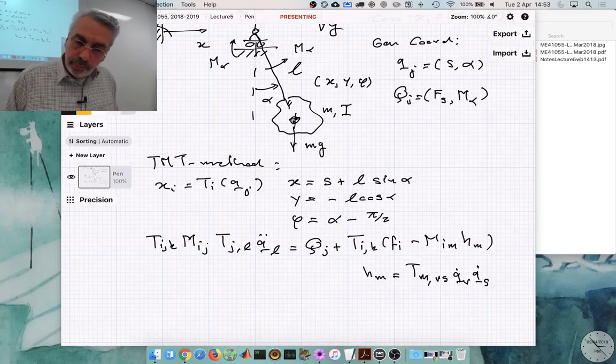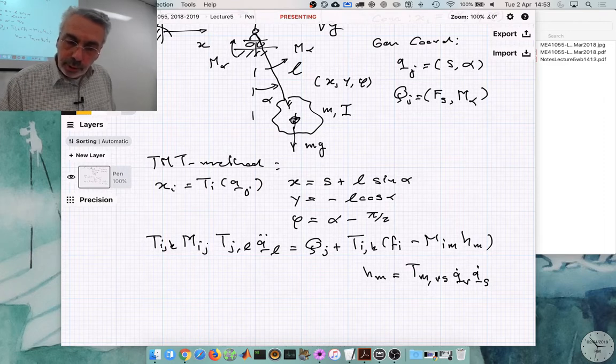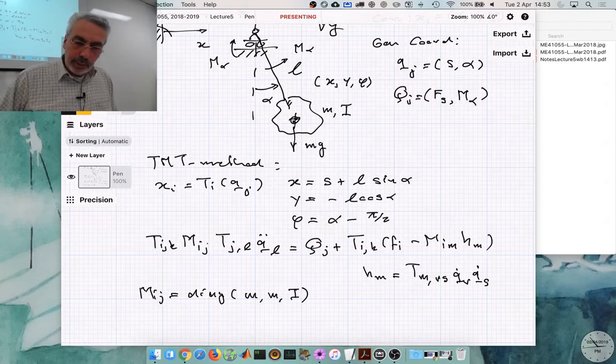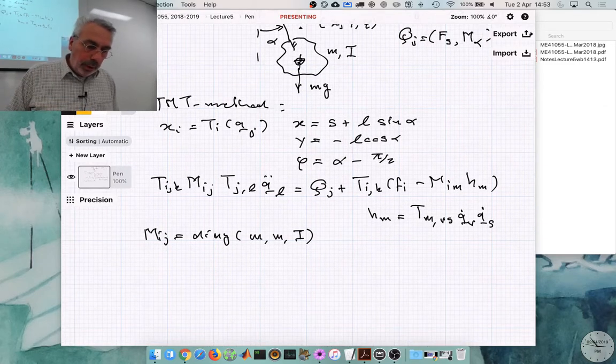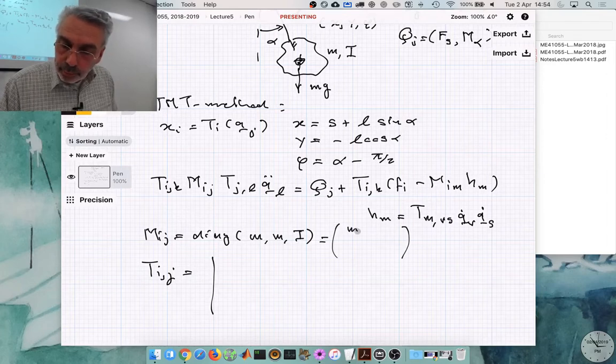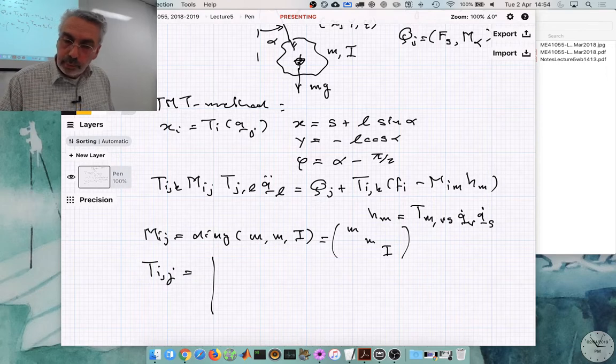Okay. Now we have defined the transformation. So the only thing is we need Jacobians. Oh, we need a mass matrix. Well, in any way, the mass matrix is super simple here. M_ij is just a diagonal m, m, I. So that is super simple. What else do we need? Well, we need this Jacobian, this T_ij. As a matrix we also need it, because we have to do this matrix multiplication. Maybe it's nice to write this also as a matrix: m, m, I, zeros.